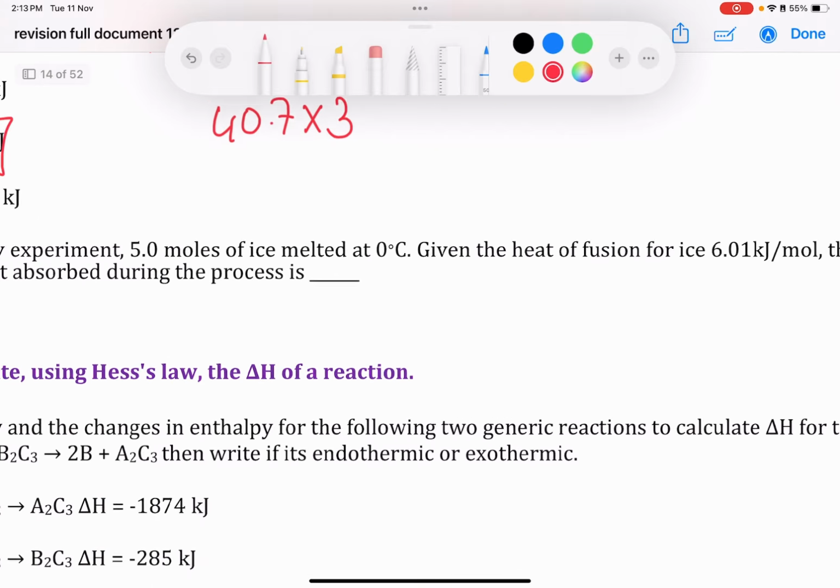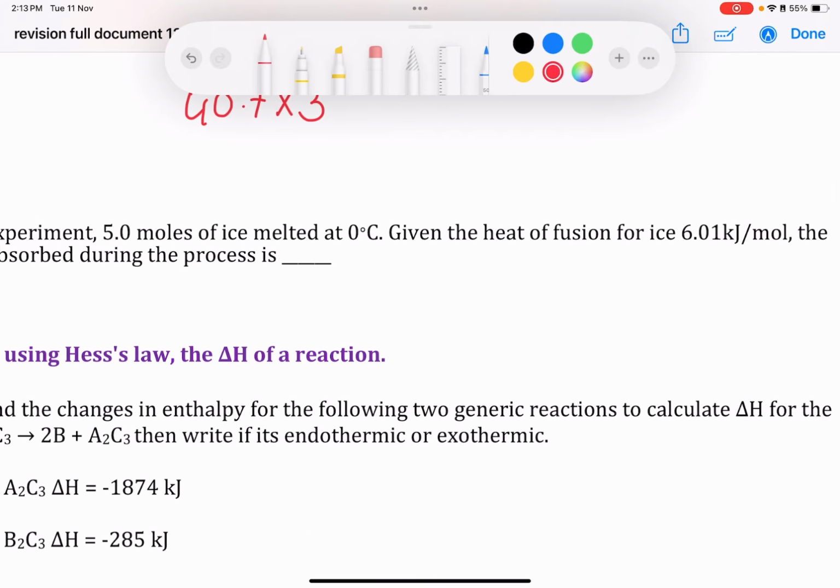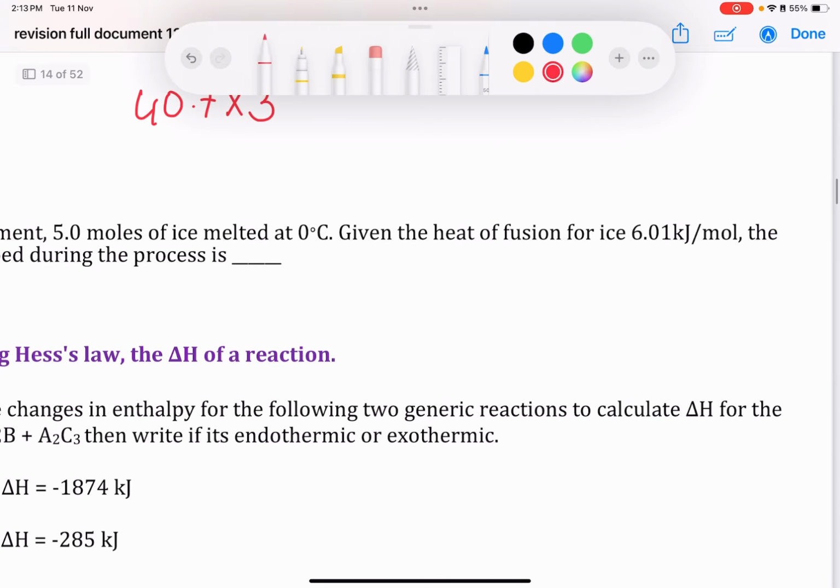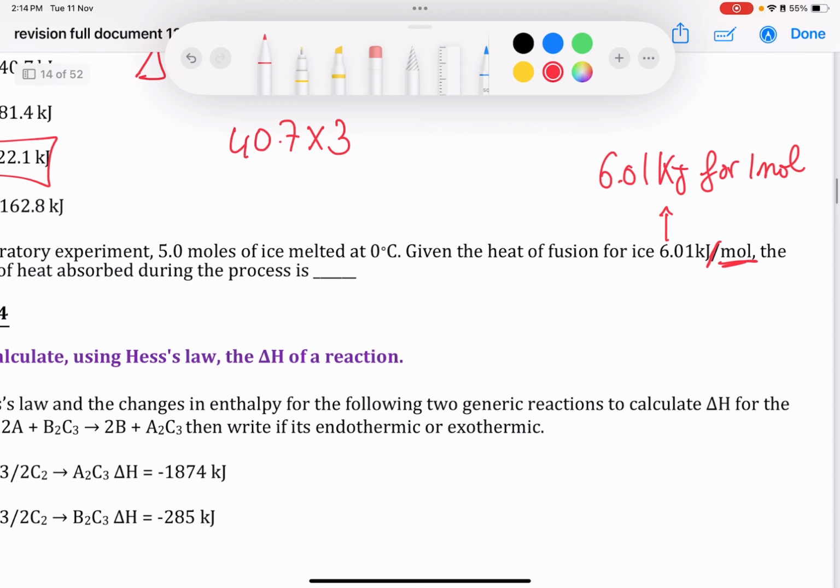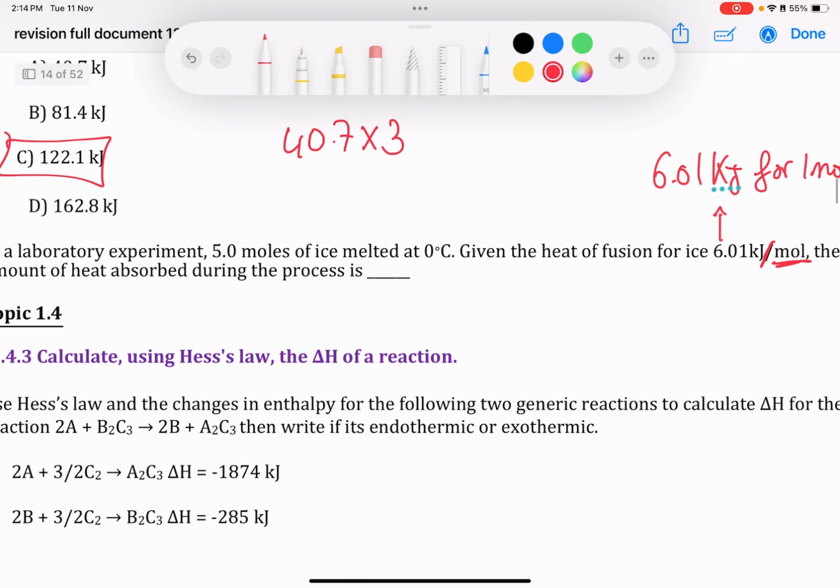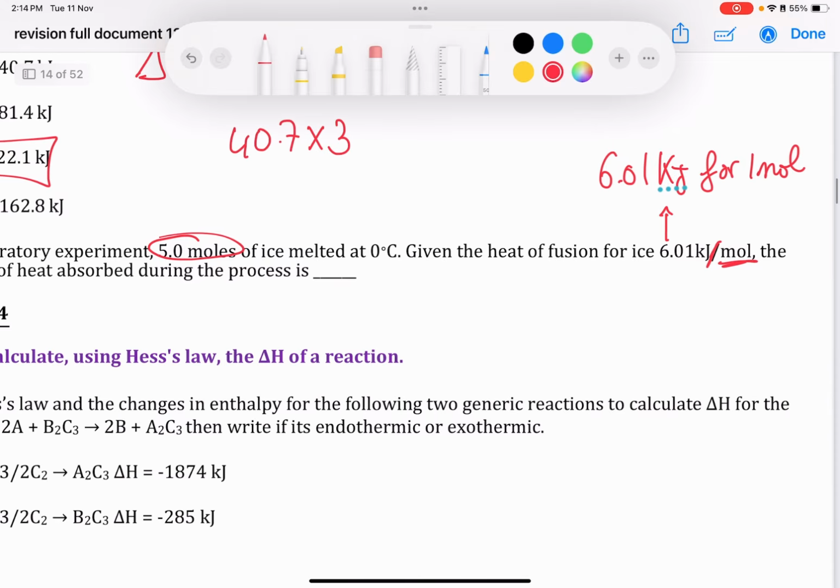Again, another question. In a laboratory experiment, 5 moles of ice melted at 0 degrees Celsius. Given the heat of fusion of ice is 6.01 kilojoule per mole. It means for 1 mole. What would be the heat of fusion or the energy absorbed if I have 5? So it's going to be 6.01 times 5, and that is 30.1 kilojoules.